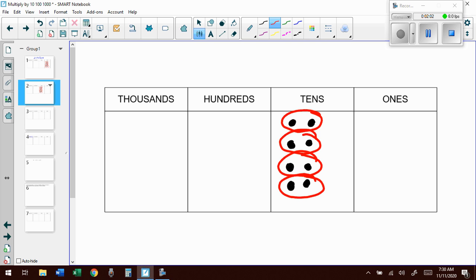I have 2 tens. Whoa, should probably spell it right. That's embarrassing. 2 tens 4 times, and I have 1, 2, 3, 4, 5, 6, 7, 8 tens.